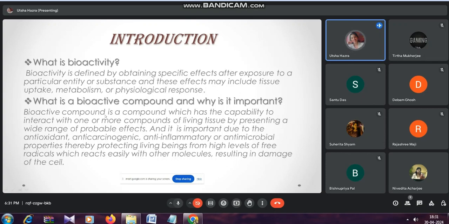A bioactive compound is a compound which has the capability to interact with one or more components of living tissue by presenting a wide range of probable effects. It is important due to its antioxidant, anti-carcinogenic, anti-inflammatory or antimicrobial properties, thereby protecting living beings from high levels of free radicals, which react easily with other molecules, resulting in damage to the cell.